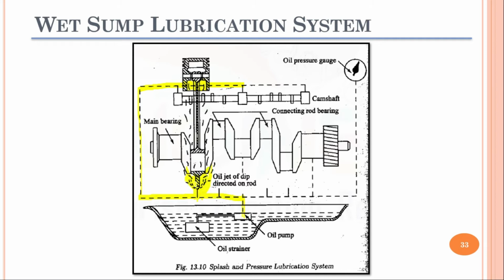And we may have a small passage through this connecting rod from where the lubrication oil will go into the small end bearing for the lubrication as well. So this is how this lubrication system works. Means it does not only depend upon the splashing, but we also have an oil pump which is pumping this lubrication oil to the essential components where lubrication is required.